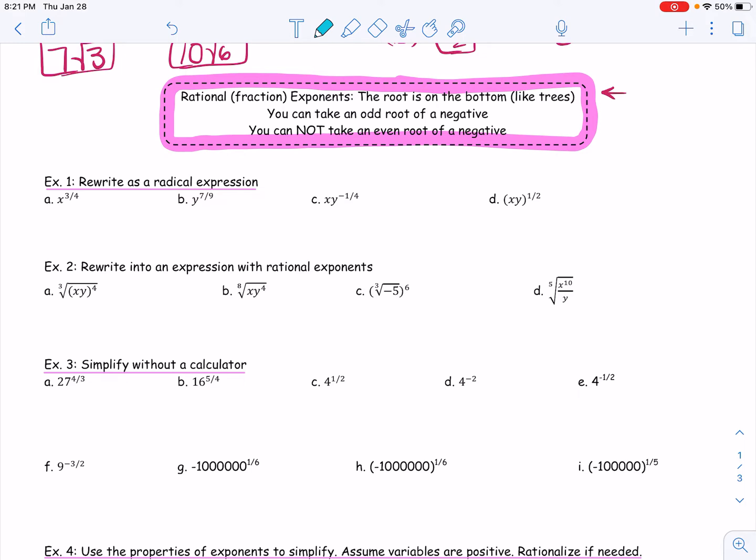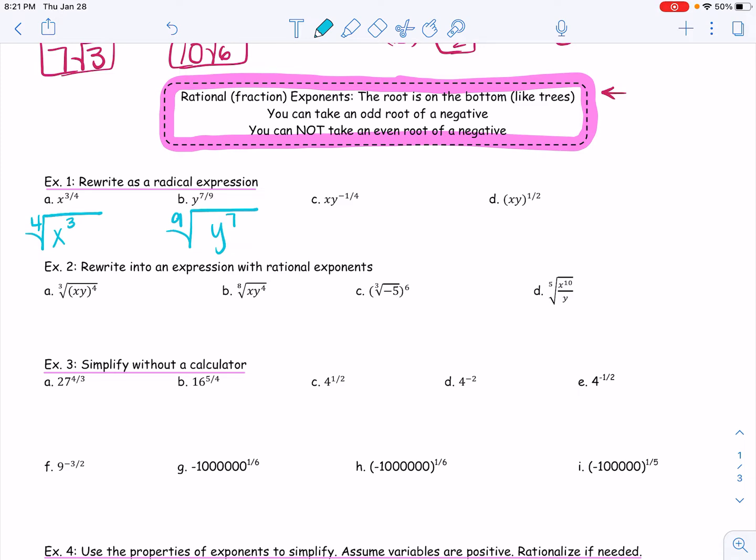And that's that last statement there. So here we go. Rewriting as a radical expression. So remember, the root is on the bottom. So this means I'm taking the 4th root of x cubed. This means I'm taking the 9th root of y to the 7th. That's all we want to do right now. We're just rewriting. We're not simplifying. We're not doing anything. We're just rewriting it.